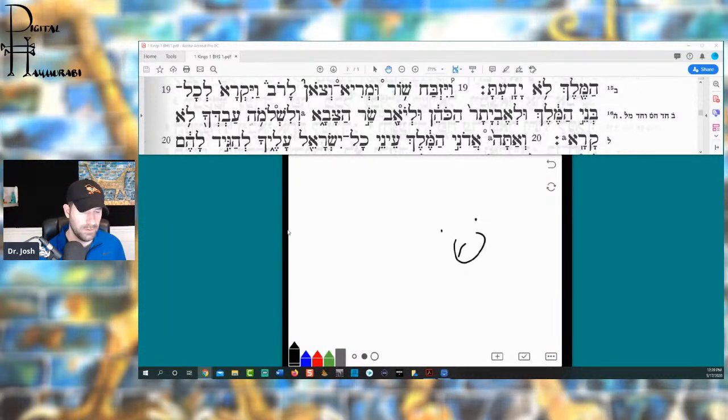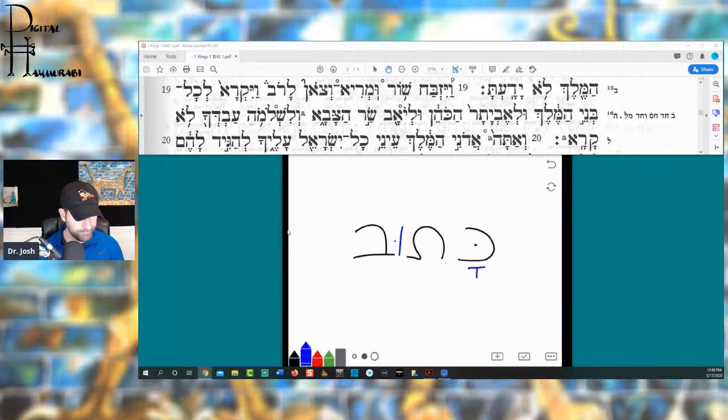So shomer is he is guarding. There is a form that is a passive participle. And the verb that he uses here is katav, to write something. Katuv is like written. It's passive, like it is written.